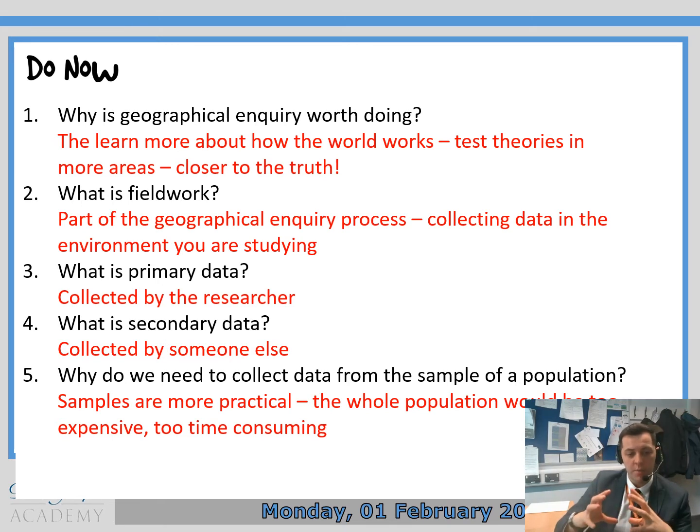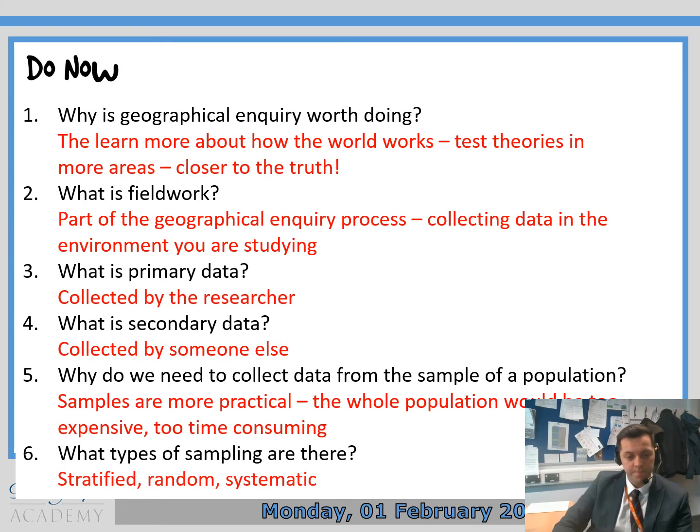So if we take a whole population, we have to sample because it's more practical. You know, if we tried to sample the whole population, then it would be too expensive, it would be too time consuming, so we have to try and take samples that represent that overall population. We're not going to go into detail on these, but the 3 types of sample are stratified, random, and systematic.